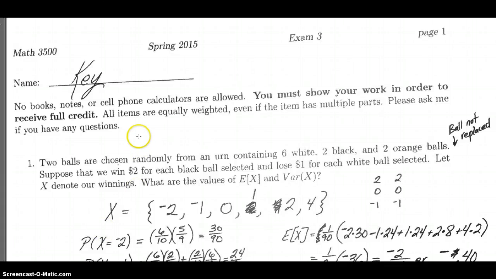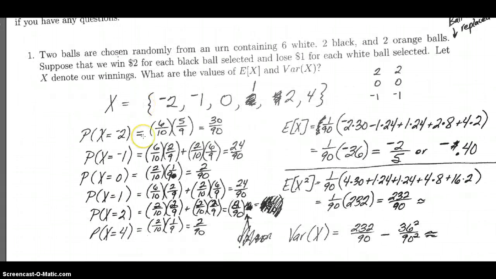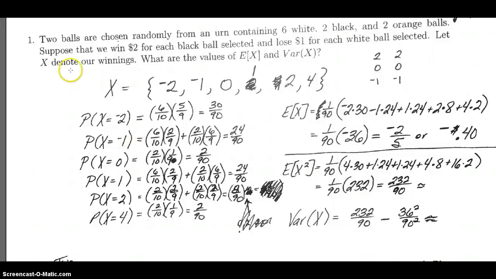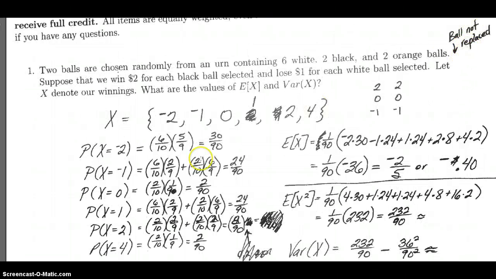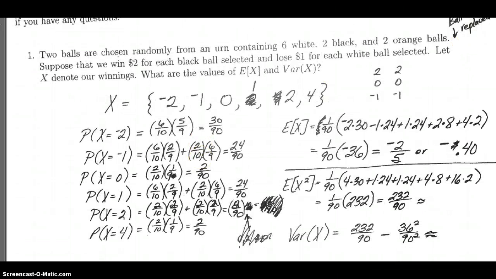Okay, this is exam 3 going over the solutions. Number 1, we have 2 balls chosen randomly from an urn, and I think I added in that they're not being replaced. So choose one and then choose a second without putting the first back in.